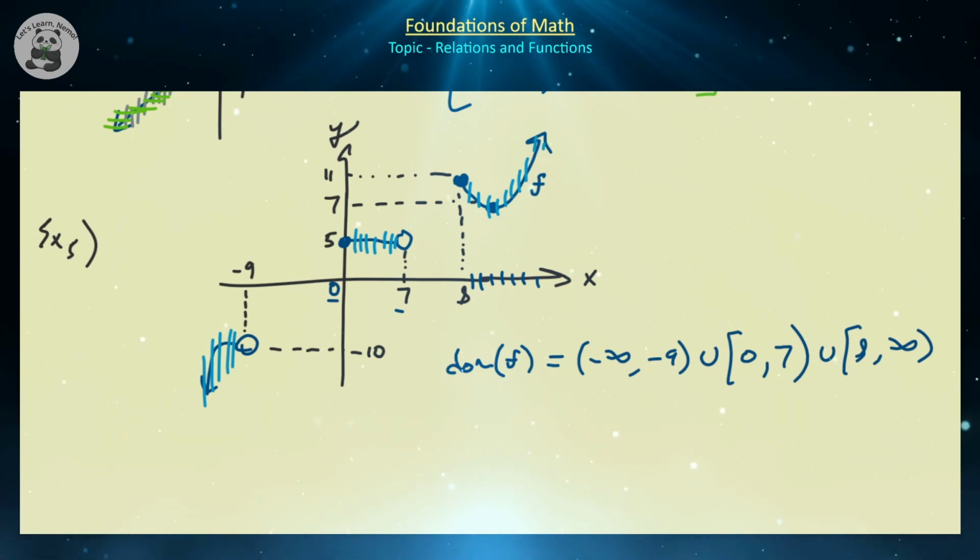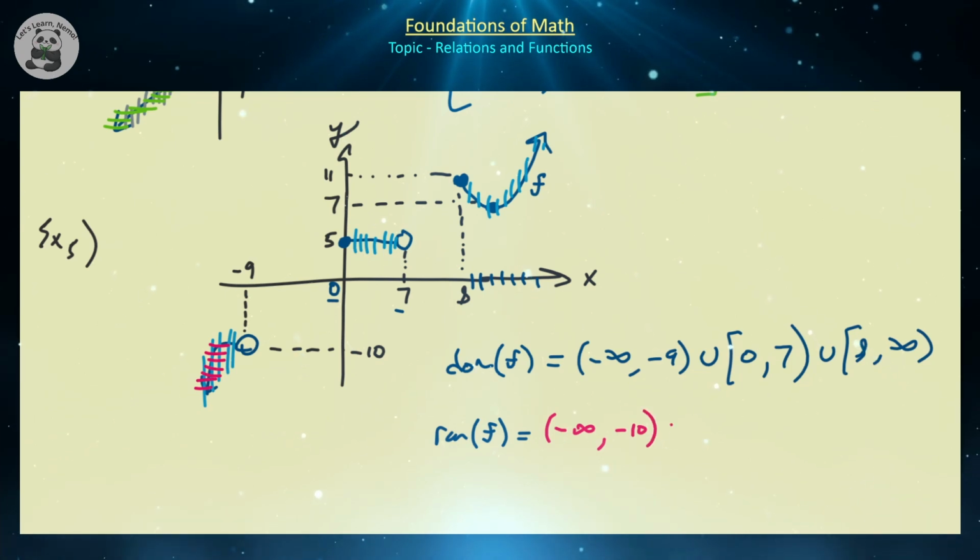Now let's look at our range. So the range of this relation is going to be equal to what? So notice that we have y values underneath -10, but not including -10 because that's not a closed circle. So we have minus infinity all the way up to -10. Union. Then notice that we have this value of 5 here only, right? So we're just going to be including the number 5.